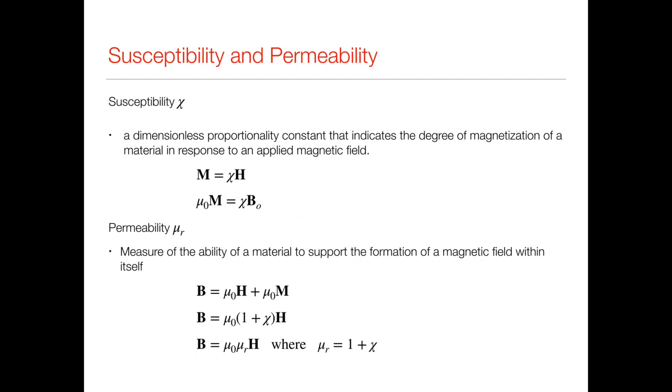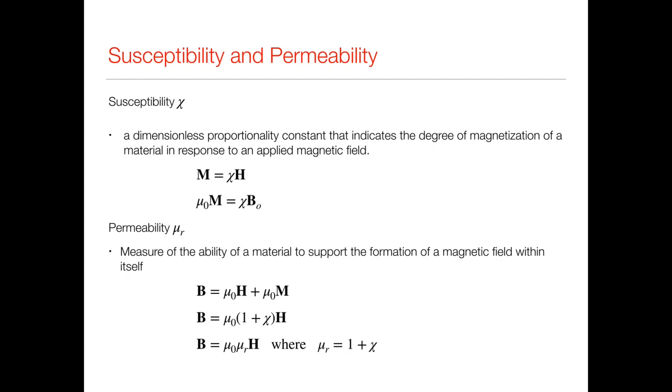Now, there are two different quantities that we might use to characterize the magnetic response. For non-permanent magnets, often the most useful is the susceptibility. The susceptibility is dimensionless, and it's just a proportionality constant between the applied field and the response of the material. Here I've written it in terms of H. So H is what is applied, and M is the response. The larger chi is, the larger the magnetization of the material for a given applied field.